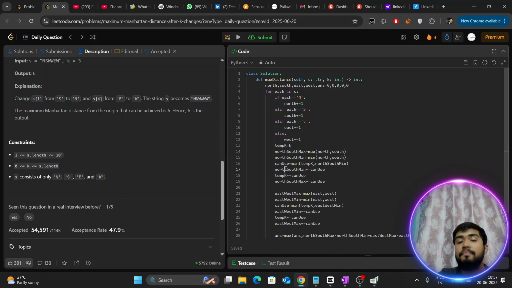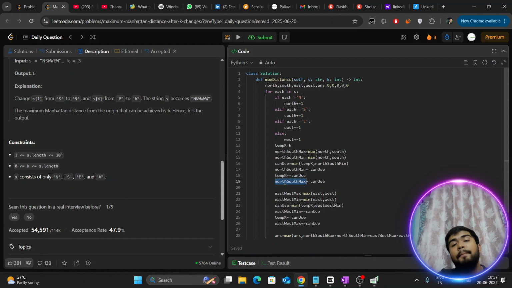Now do the toggling. We toggle my minimum to the maximum, so its count is going to be decreased. How far? Can use time only. So for toggling, which power have I used? Temp k power I have used. So its count is also going to be decreased. How far? Can use time.